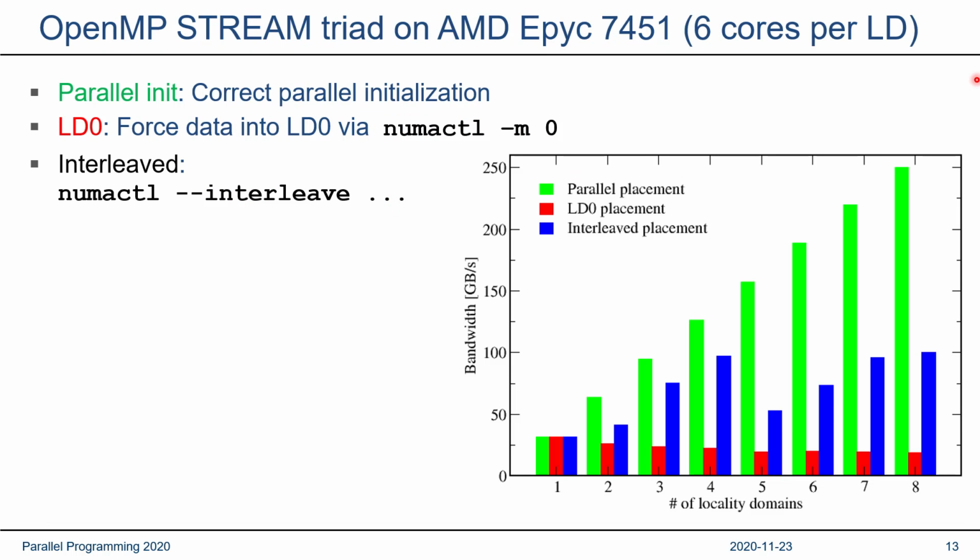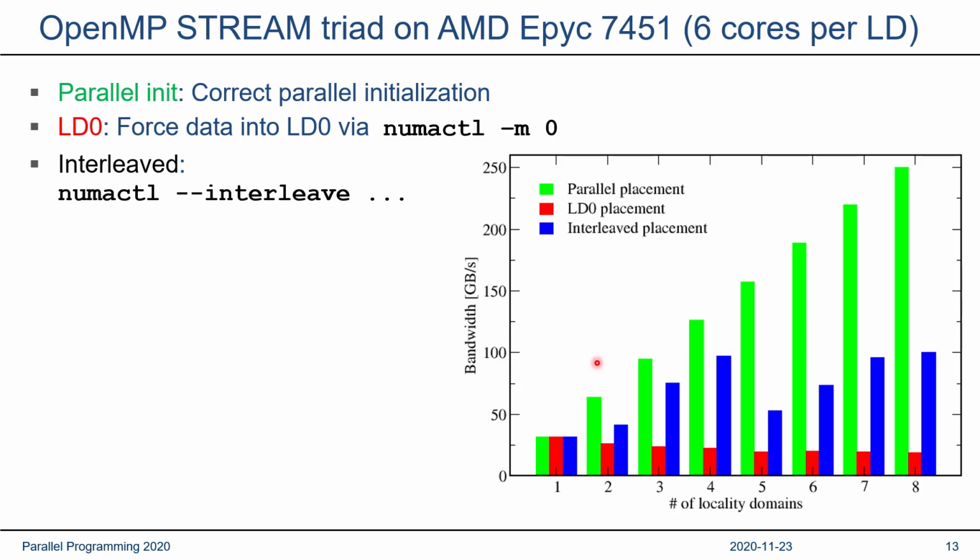Now, to wrap this up, I'm going to show you a little experiment, also running stream triad again, a very strongly memory-bound benchmark, in 3 different ways on this complicated AMD system that we showed before. So we have 6 cores per locality domain and 8 locality domains overall. We run this code with 6 cores, 12, 18 cores, and so on, on different numbers of locality domains, doing different placement strategies. The green bars show perfect parallel placement using NUMA-aware parallel first touch. So this is how it should be done.